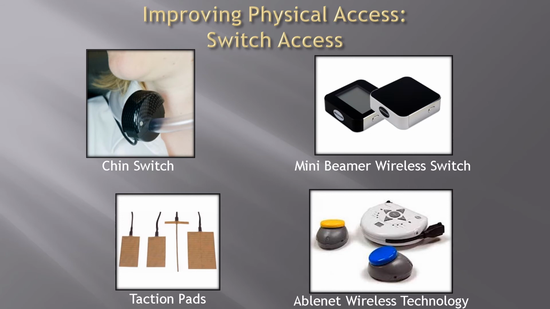In the bottom right corner is another type of wireless switch system and environmental control unit. The 2 units with the blue and yellow buttons attached to the top are radio frequency transmitter units that send a radio signal to the receiver unit, in this case, the environmental control unit seen in the picture with them. As with the mini Beamer above, any other style of switch can be plugged into the transmitter units and used for activation.